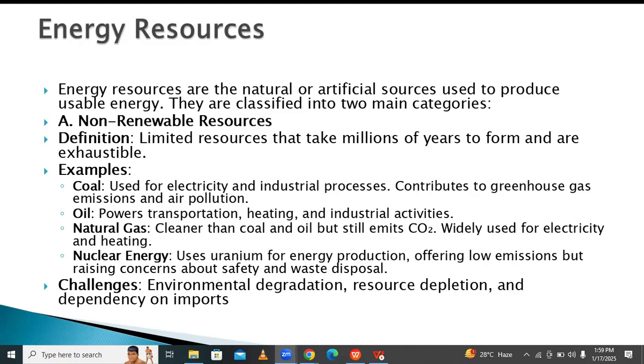Next, what are the challenges? Environmental degradation, resource depletion, and dependency on imports. These are the different types of challenges in non-renewable energy sources.